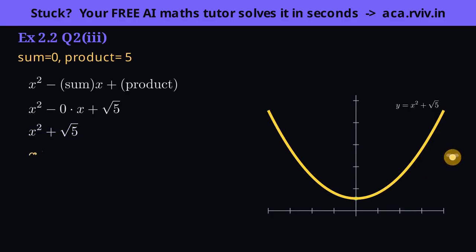Takeaway: a zero sum always erases the middle term. This is the same fact we met with equal and opposite roots, now running in reverse. Sum 0 means no x term, every time.